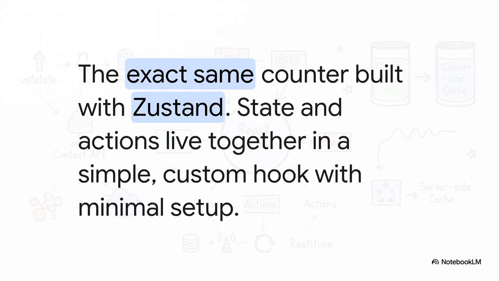Now, take a breath and look at the exact same counter built with Zustand. That's it. That's the whole thing. The state and the functions that change the state all live together in one simple custom hook. There are no actions, no reducers, no slices. It's just a function. The difference in the amount of code you have to write is just staggering.